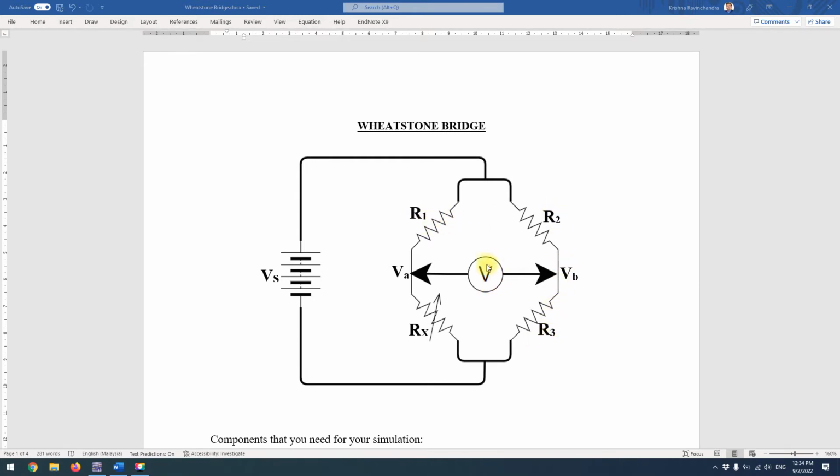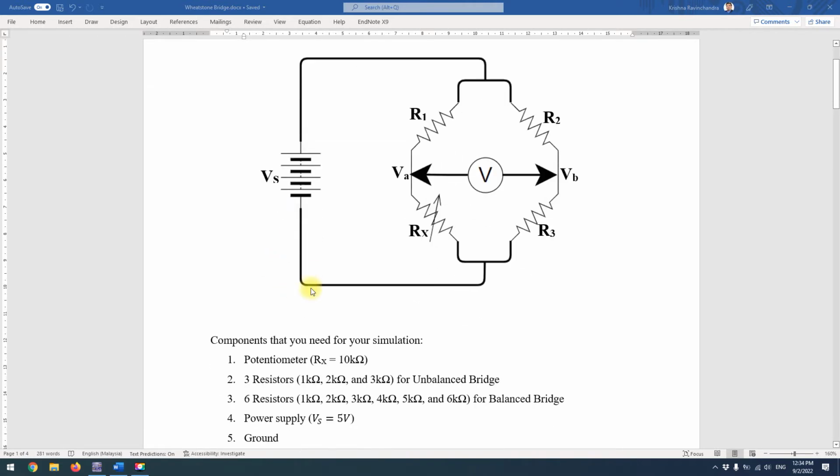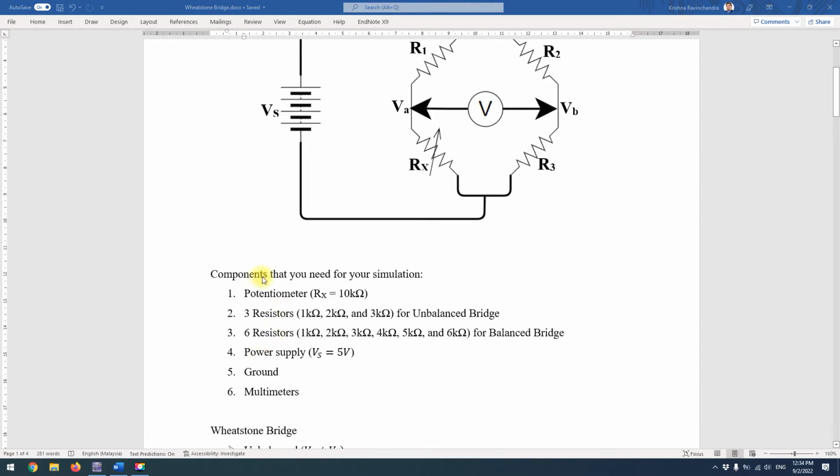The middle point here is the voltmeter. It will be a measuring point between the points VA and VB, and then we have our VS as our power supply. So, the components that we are going to be using for the simulation.